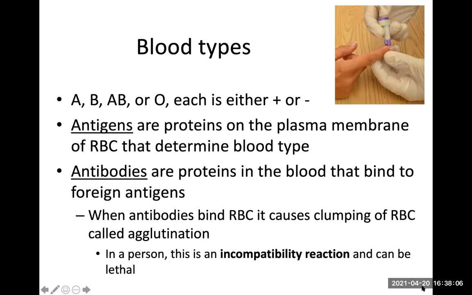Antibodies will be made if any other type enters the body, and that could be life-threatening because you'll clump up all the red blood cells that don't match your blood cells, and that can cause a clot or a clump to block a blood vessel, and that can cause stroke, cause heart attack, right? And so it can be lethal.